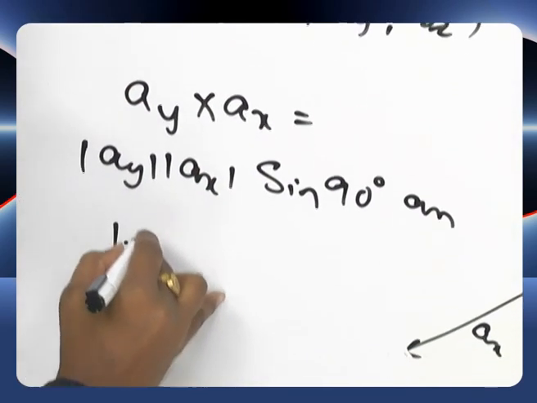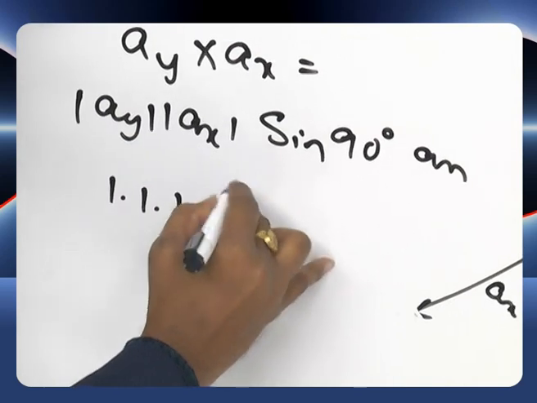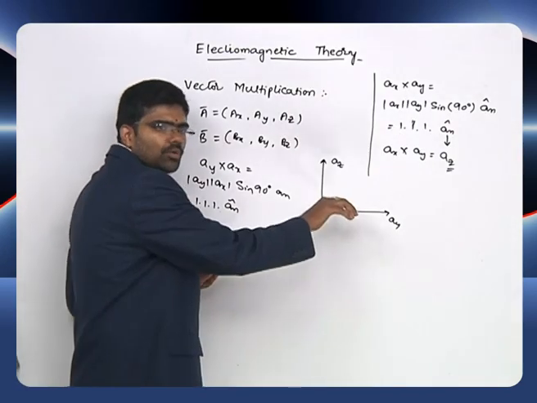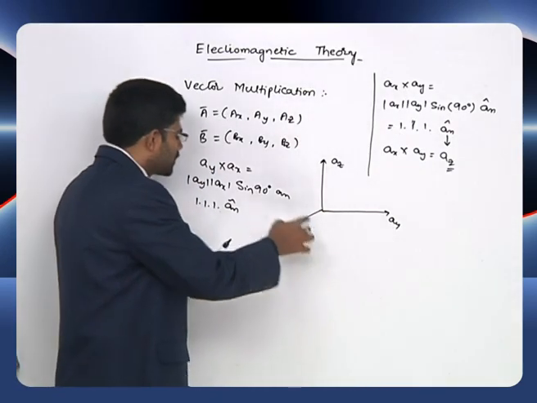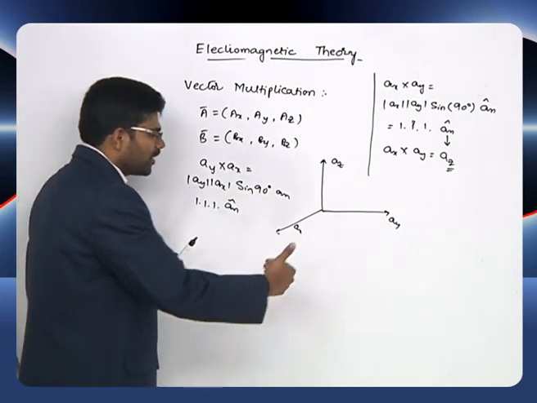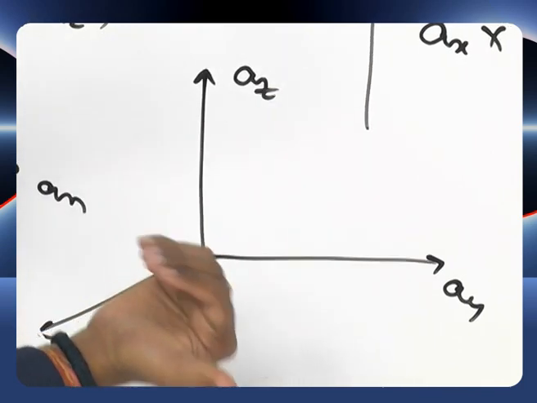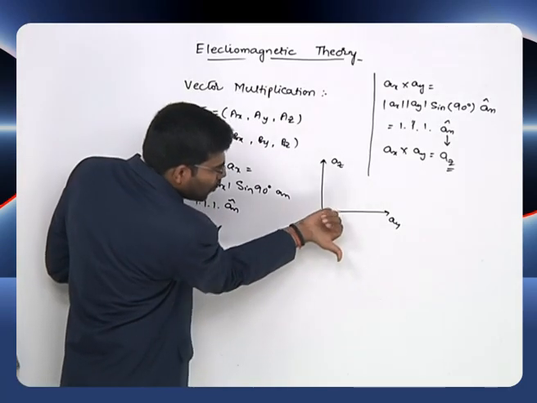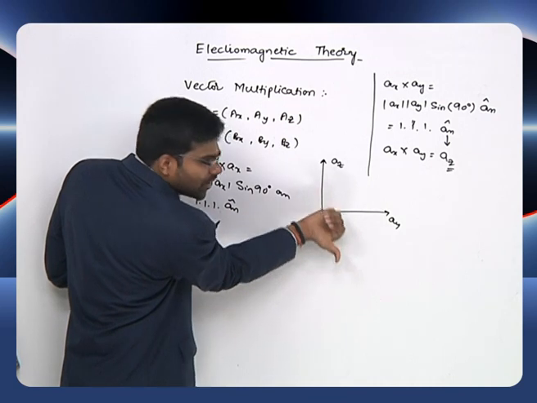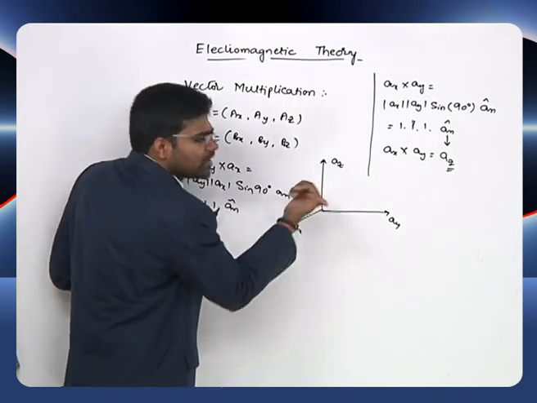Now the magnitude is a_y a_x. Once again place your folded fingers from y to x, that is from the first vector to the second vector. If you are placing the folded fingers from y to x, then the folded fingers are moving along this direction, from y to x. Then what is the direction of our thumb? Clearly it is in the negative z direction.